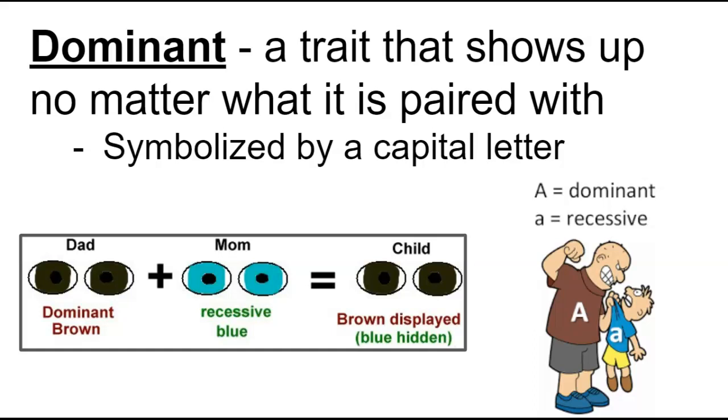It's symbolized by a capital letter. So whenever we have a dominant gene or a dominant trait, we use a capital letter. I like to think of it as the guy that's overpowering the smaller guy here. A dominant gene is going to overpower any other gene that it's with.